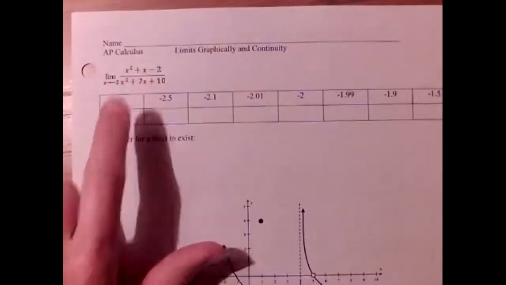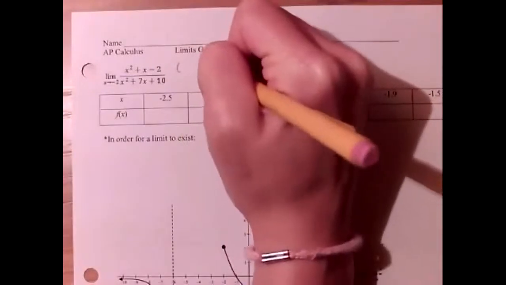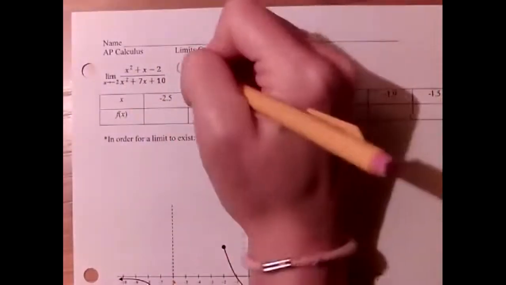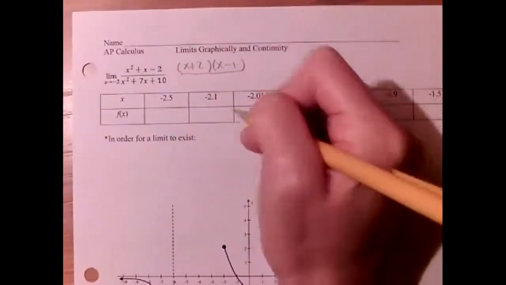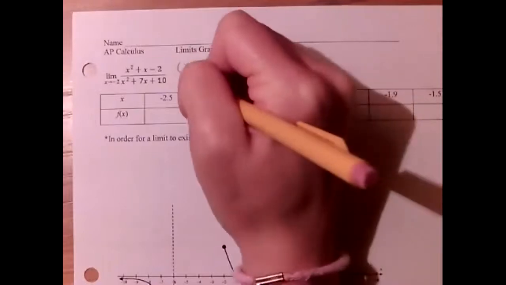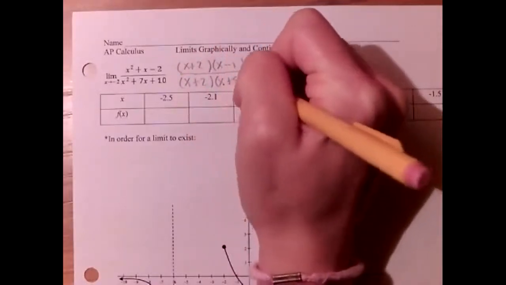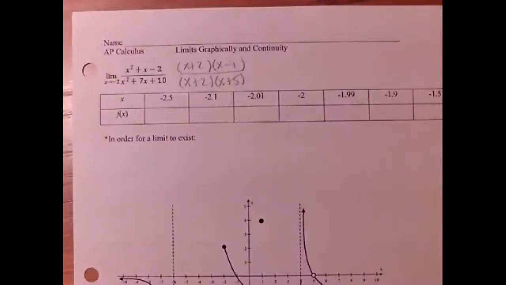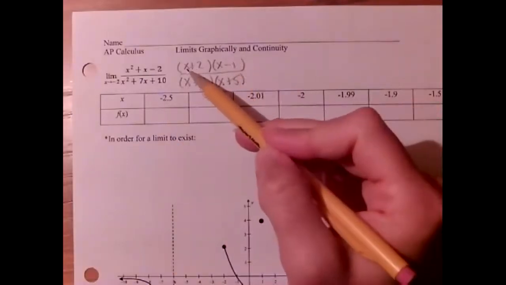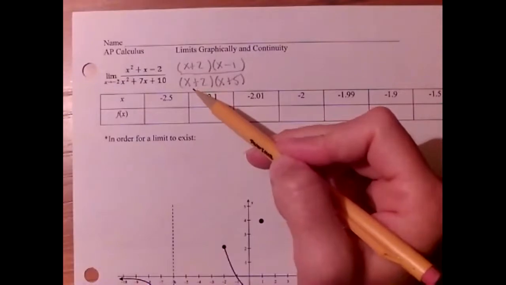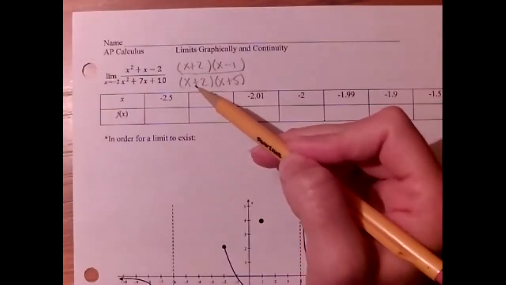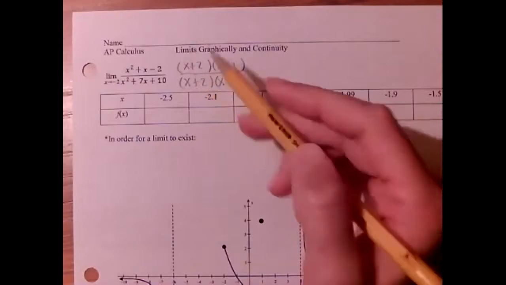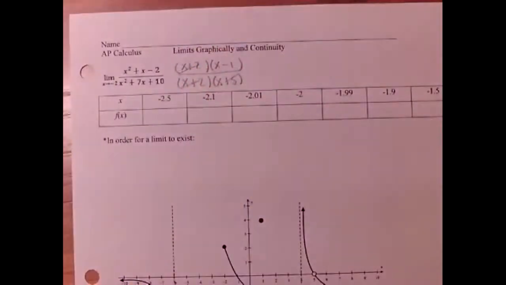Well, we're going to go ahead and factor this. And the numerator is going to split x plus 2, x minus 1. And the denominator is going to split x plus 2, x plus 5. And so what is going on in this graph at -2? Good. Yes, there is a hole in the graph. So at -2, we have a hole.